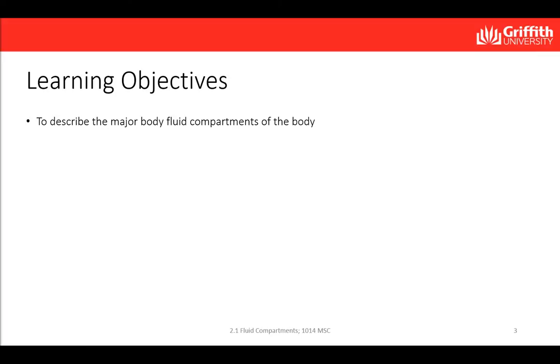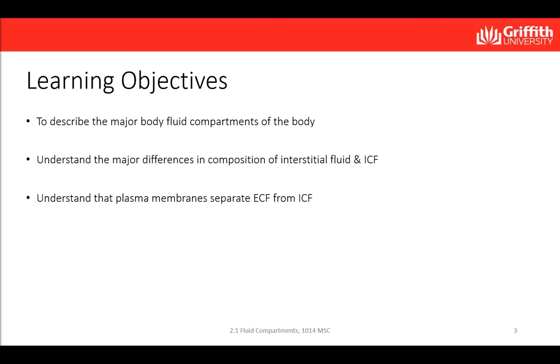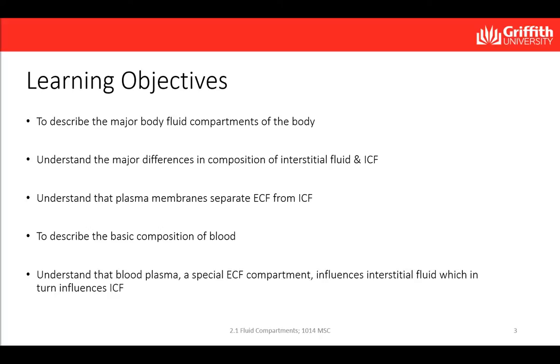The learning objectives for this topic are to describe the major fluid compartments of our body, understand the major differences in the composition of interstitial fluid and intracellular fluid, understand that the plasma membrane separates the extracellular fluid from the intracellular fluid, describe the basic composition of blood, and to understand how the blood plasma, a special extracellular fluid compartment, influences interstitial fluid, which in turn influences the intracellular fluid compartment.